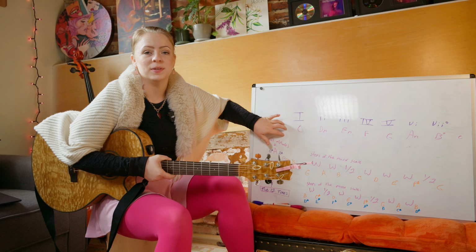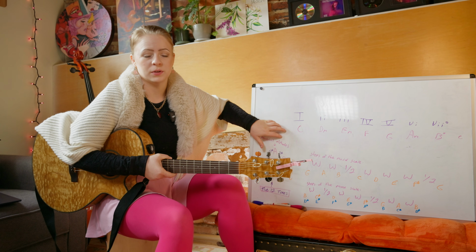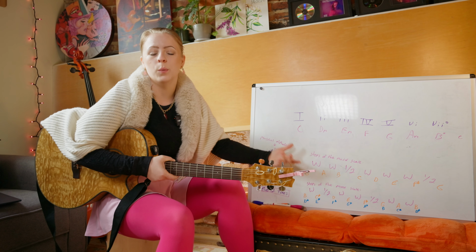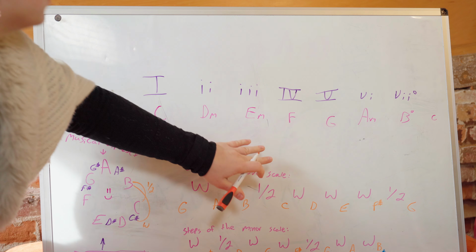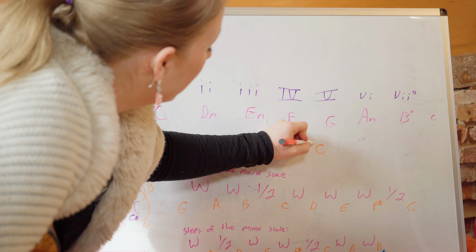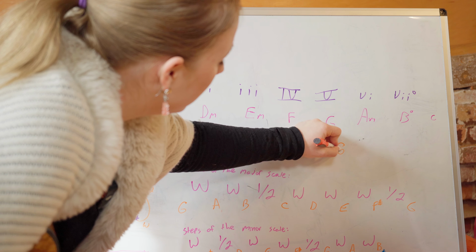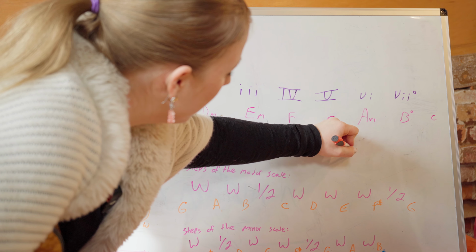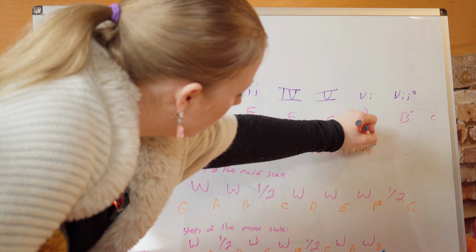Now let's do the opposite. What if we know the chords of a song and we don't know the key and we want to figure out what key it's in? In All Too Well, I know the chords are C, G, A minor, and F.